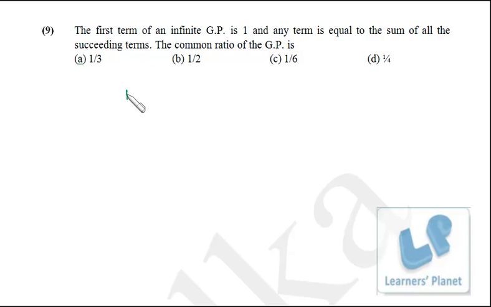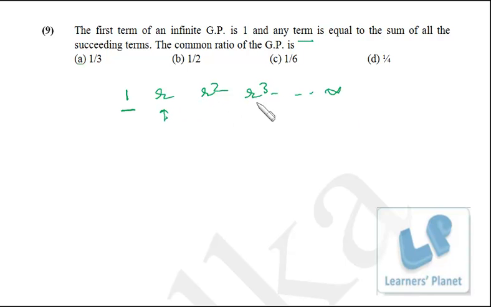First term is 1. I assume the common ratio to be r, then the second term will be r, r square, r cube, and so on, right? Now any term is equal to the sum of all the succeeding terms. That means the first term is equal to the sum of all the succeeding terms. So I start from here and add from this term to this term. Again there are infinite terms, and the common ratio is r.